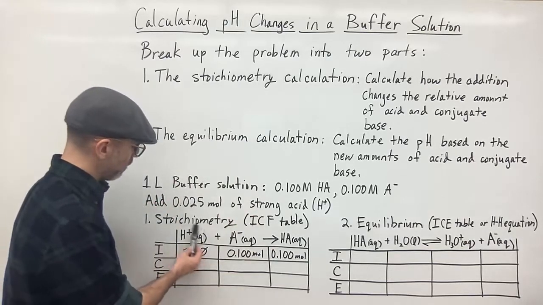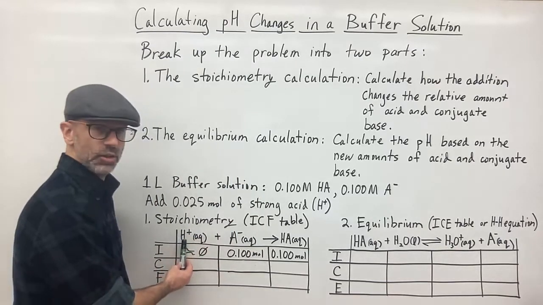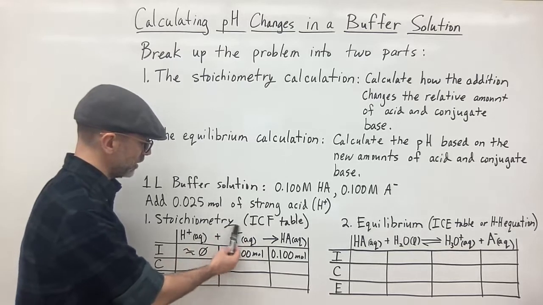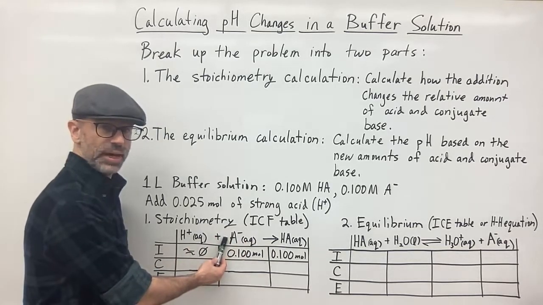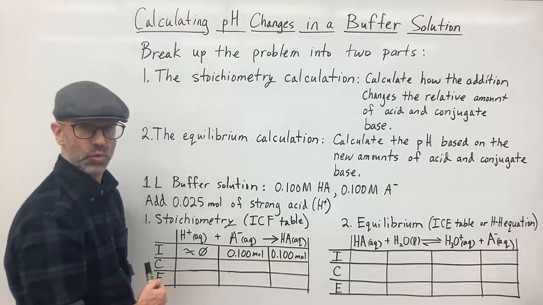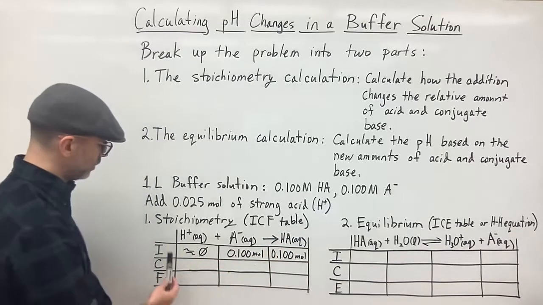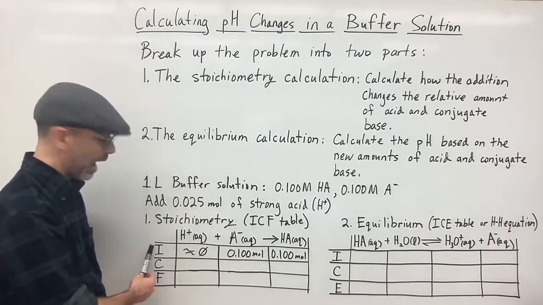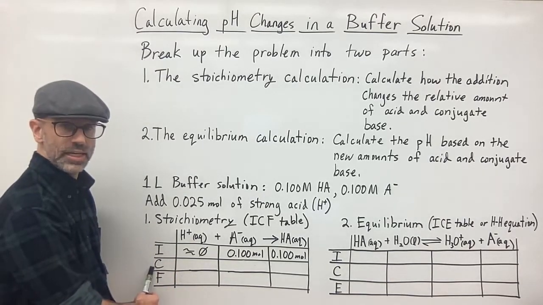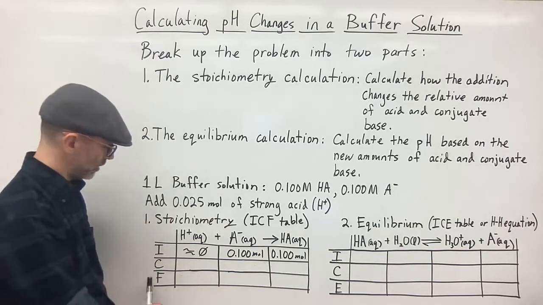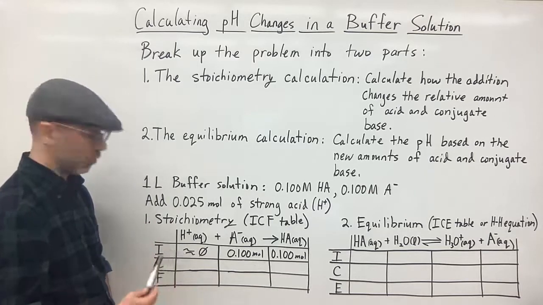So here I'm adding the H plus. So my strong acid is the H plus. That's going to react completely with the conjugate base, and it's going to form HA, which is my generic weak acid. So the ICF table stands for, of course, I is initial, C is change, and F is final, not equilibrium. So what's the final amounts?